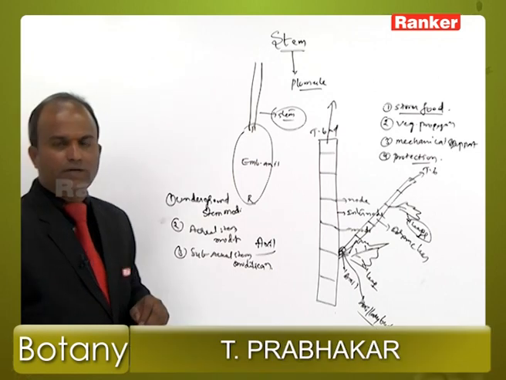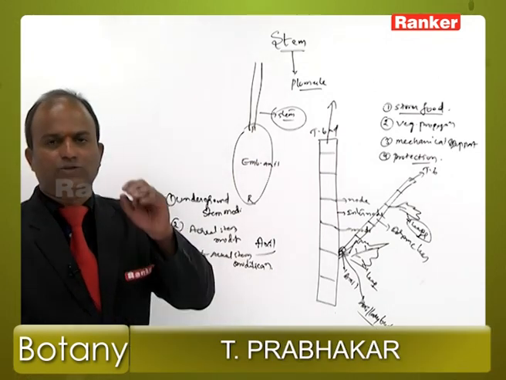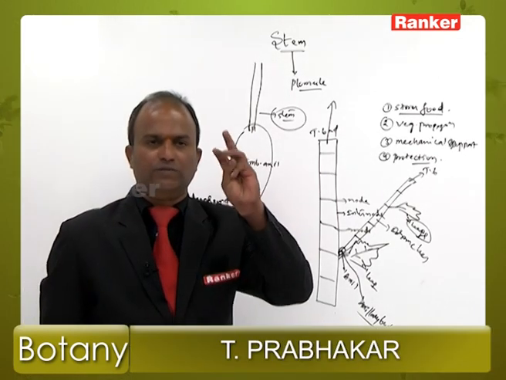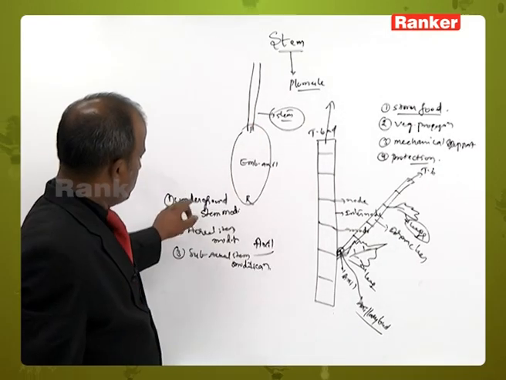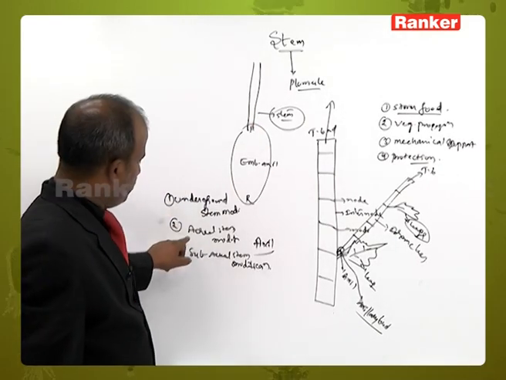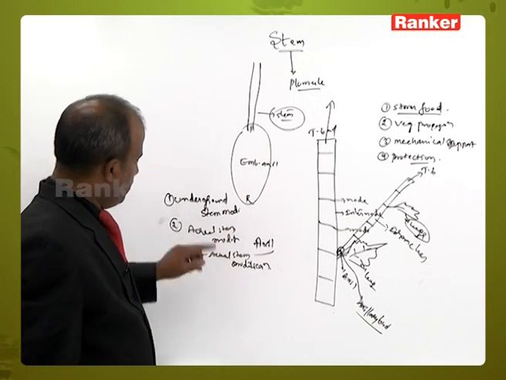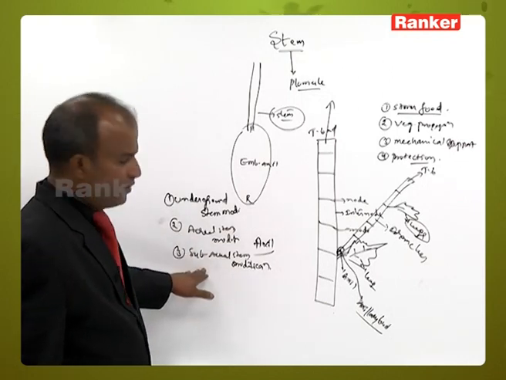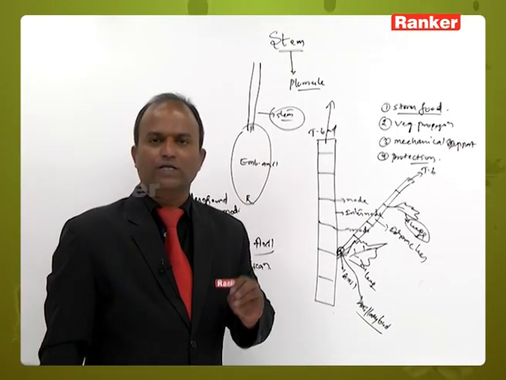Now, stem modifications are classified into how many types? 3 types of stem modifications. One is underground stem modification, the second is aerial stem modification, and the third is subaerial stem modification.